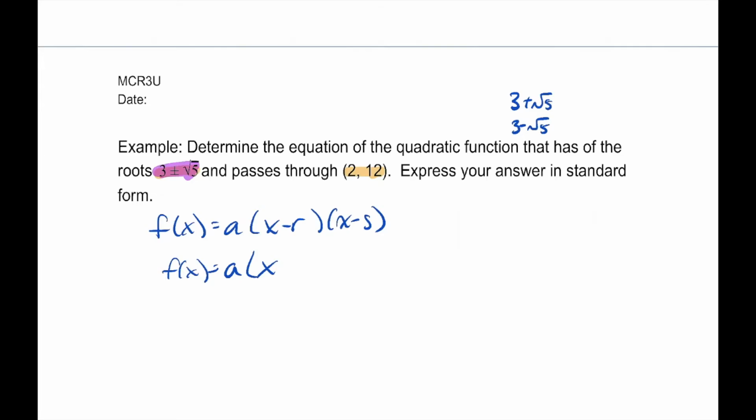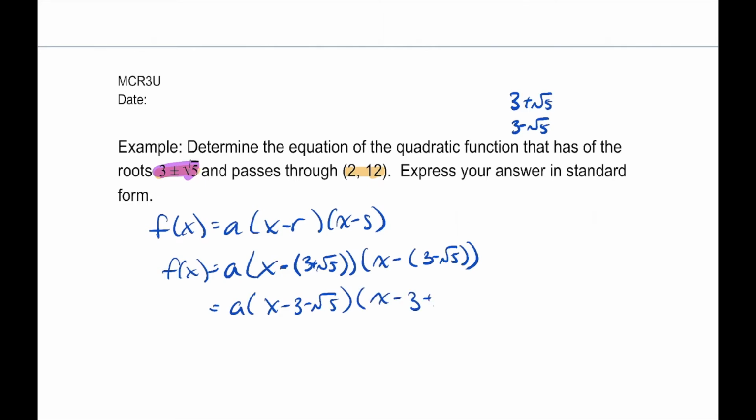Okay, so let's plug in the first one, and it's important here that we include the bracket. In other words, this value here is r, this entire radical. So here it's going to be x minus 3 plus root 5, and then here it's going to be x minus 3 minus root 5. Then we distribute the negative, and here we get a times x minus 3 minus root 5 times x minus 3 plus root 5.